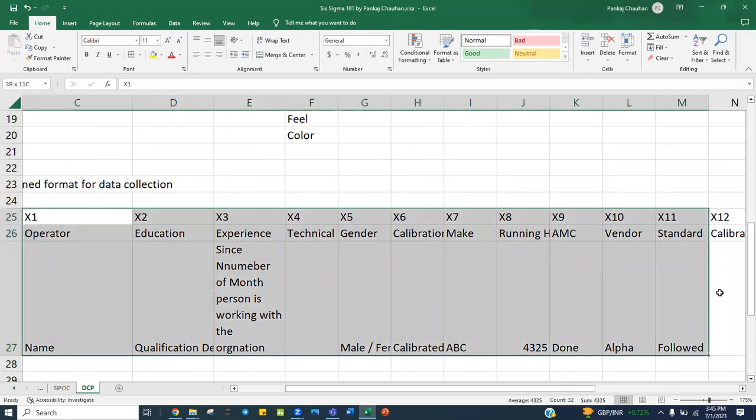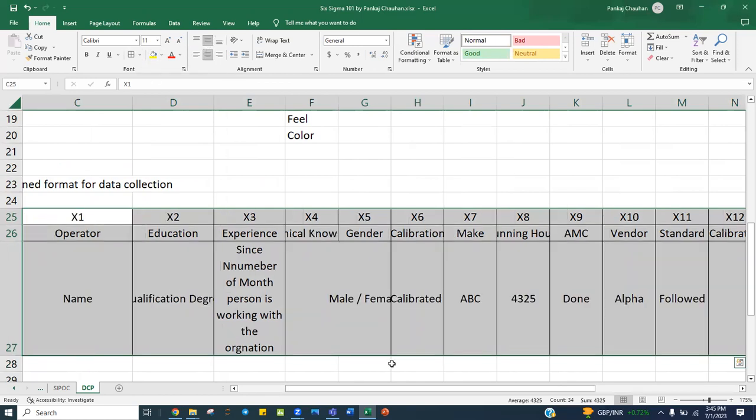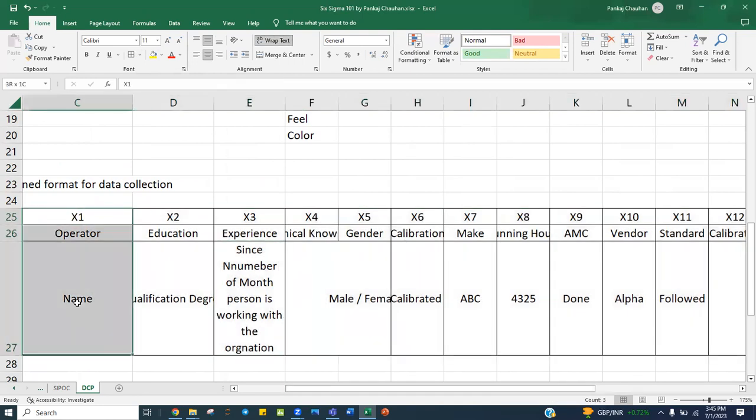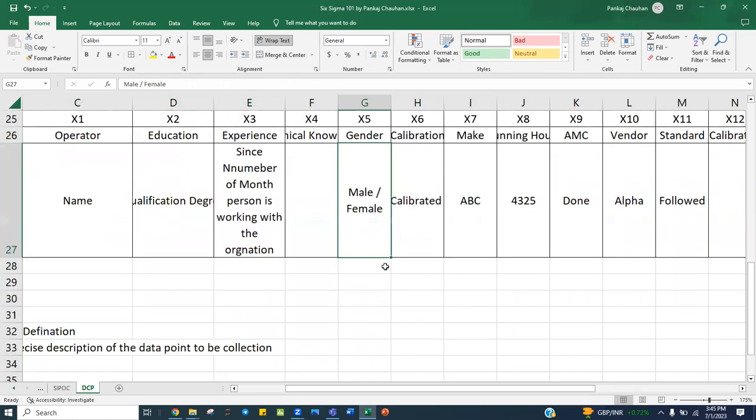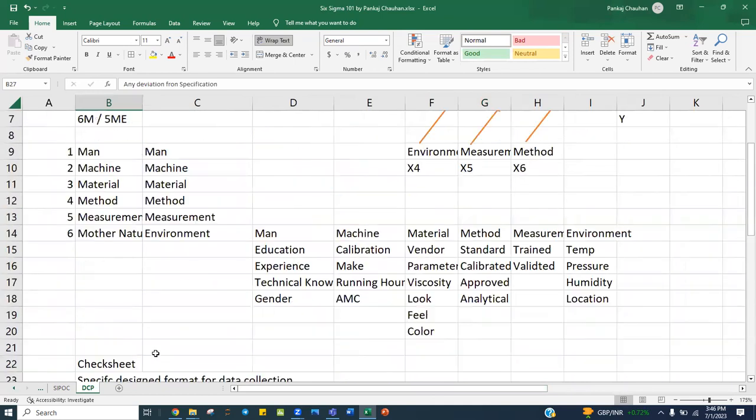If you look in this way, your entire data collection plan is ready. In case this is not available in your ERP or any other system, we will prepare the data collection plan and collect the data manually. But in case all this information is already available in the system, just download the data and we can start doing some kind of analysis on it. So that's about the data collection plan.